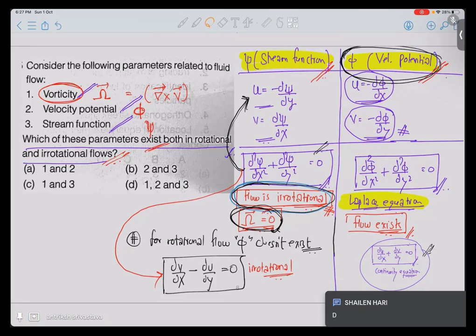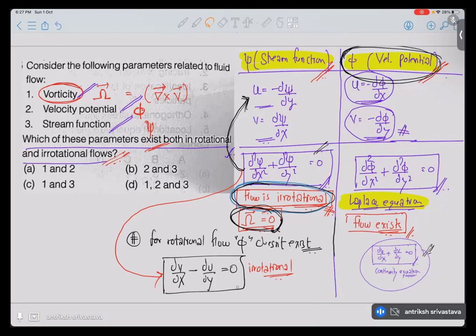Someone is saying D, Shailene Hari. Shailene, I just told you that when we have irrotational flow, one of the things doesn't exist, right? So it cannot be that all three exist. The answer is here. If you look at this slide itself, the answer is here. Anyone else want to try? Okay, so I will ask this one by one.